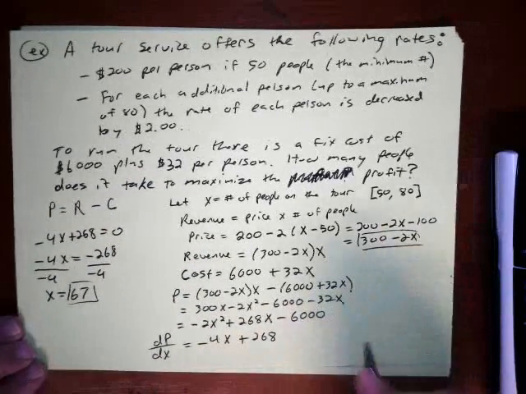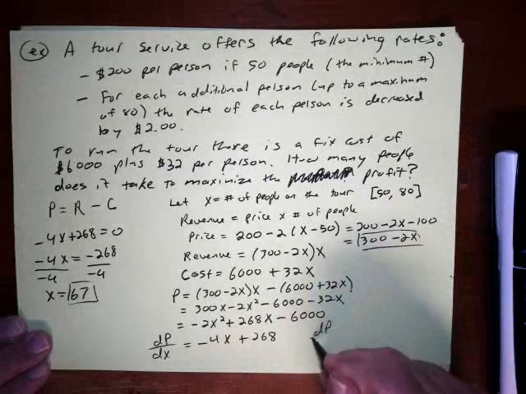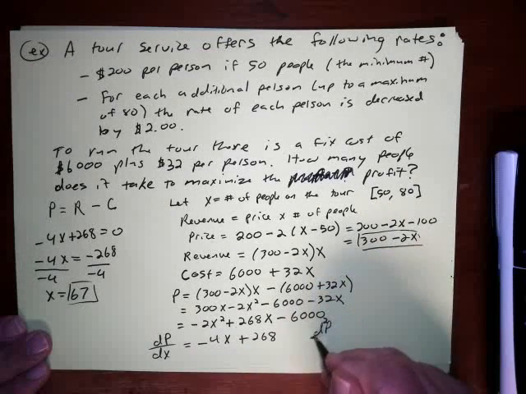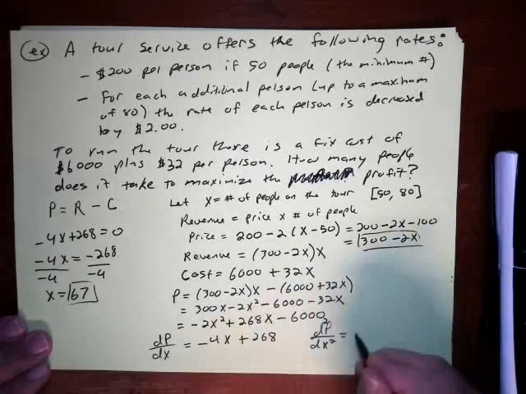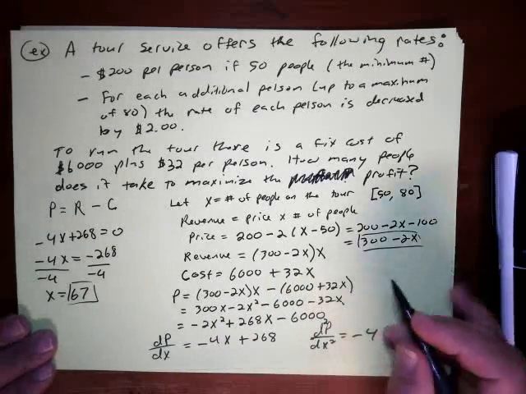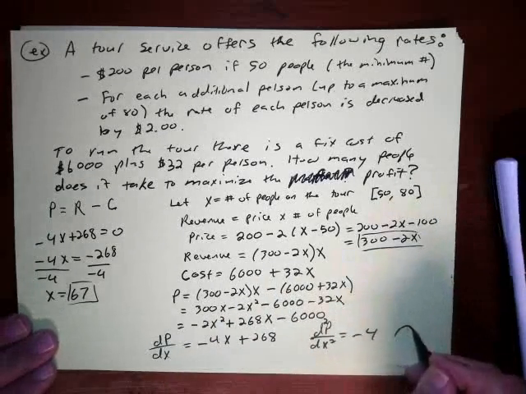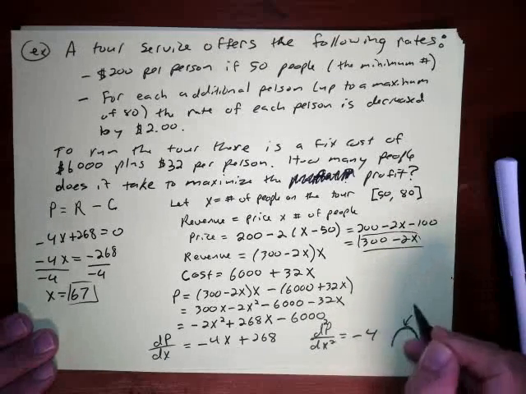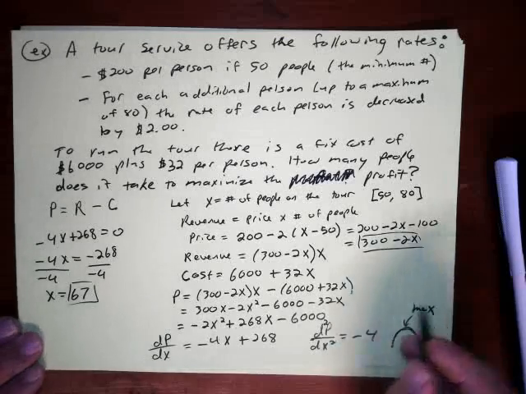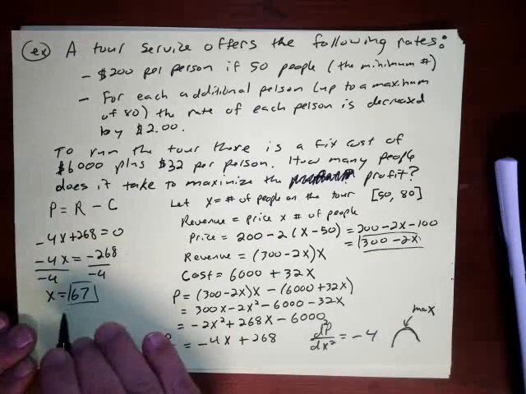I could check that by taking the second derivative. d squared p over dx squared. By taking the second derivative, I just get negative 4, which is always negative. So this is concave down, which it is. It's an upside down parabola. And so that's a max. So this is going to maximize the profit.